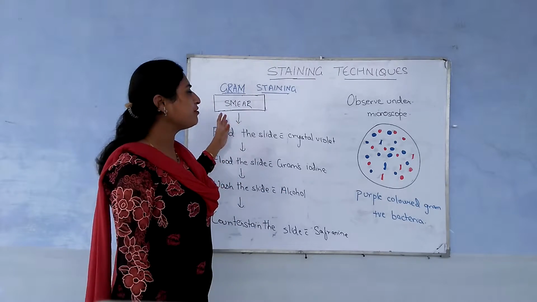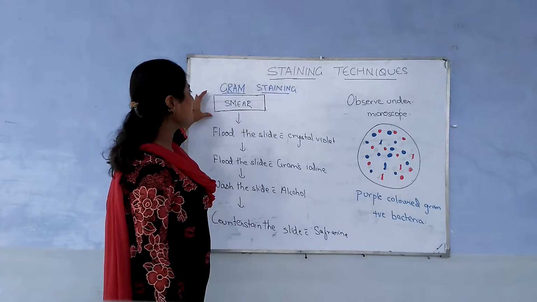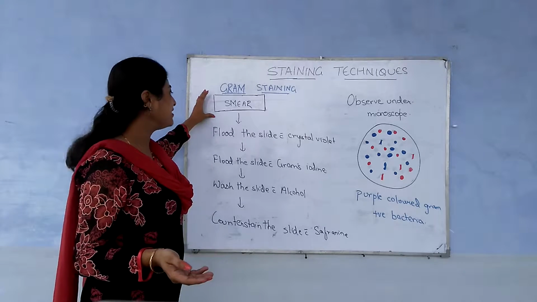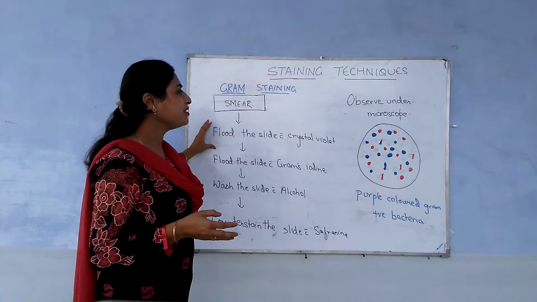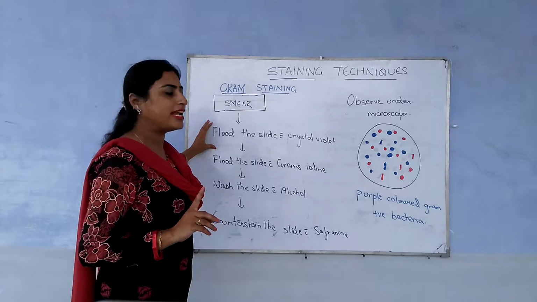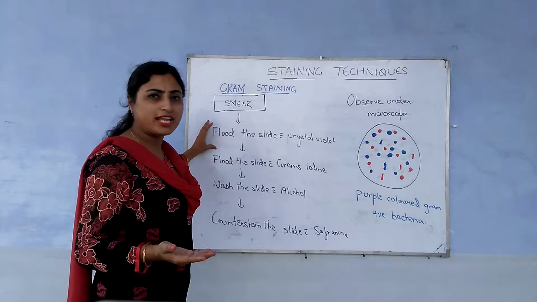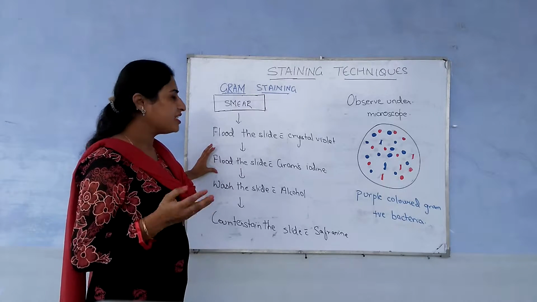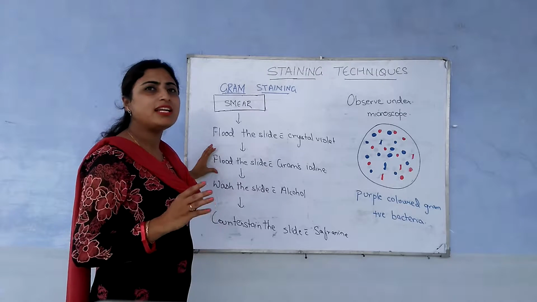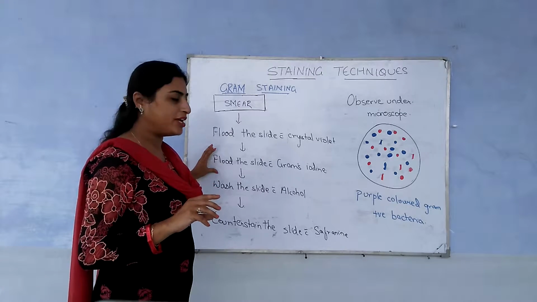Now this is the procedure for the gram staining technique. First of all, in this technique also we will prepare the smear. Then we will flood the slide with crystal violet and keep the crystal violet for 1 minute over the slide. We will drain off the extra dye. Next we will flood the slide with gram's iodine, keep it for 1 minute over the slide, then again drain off the extra gram's iodine.